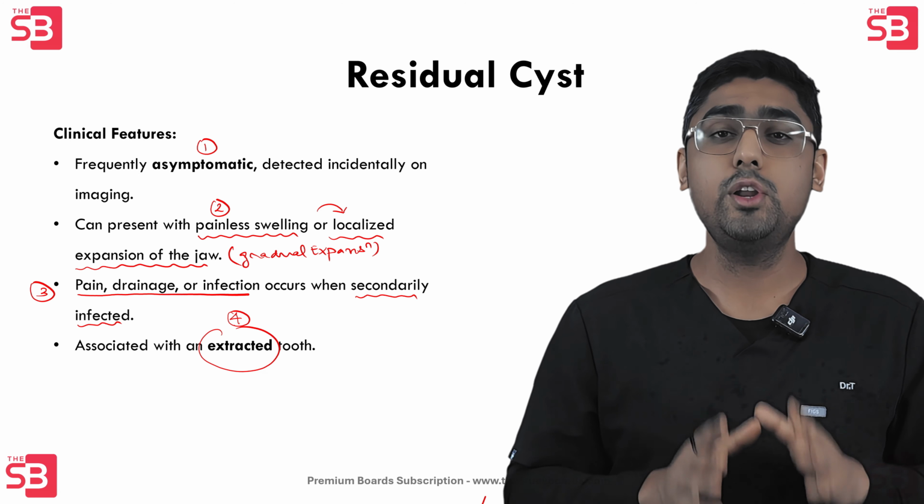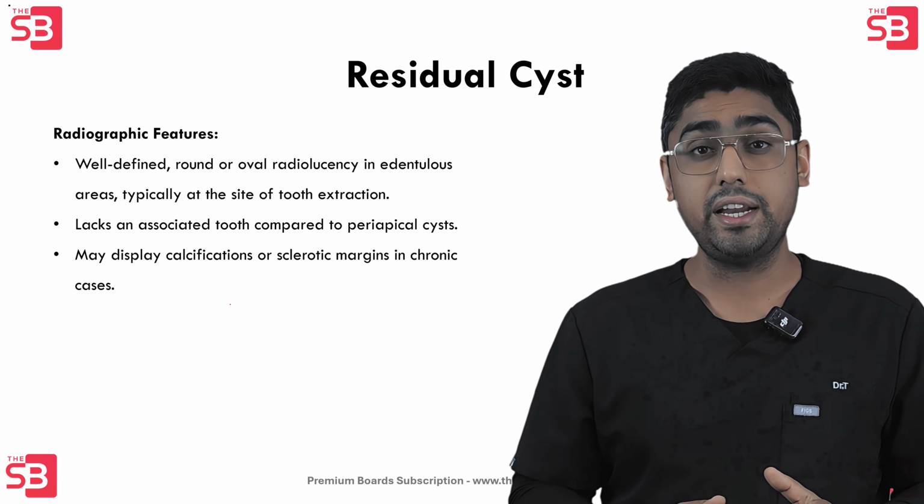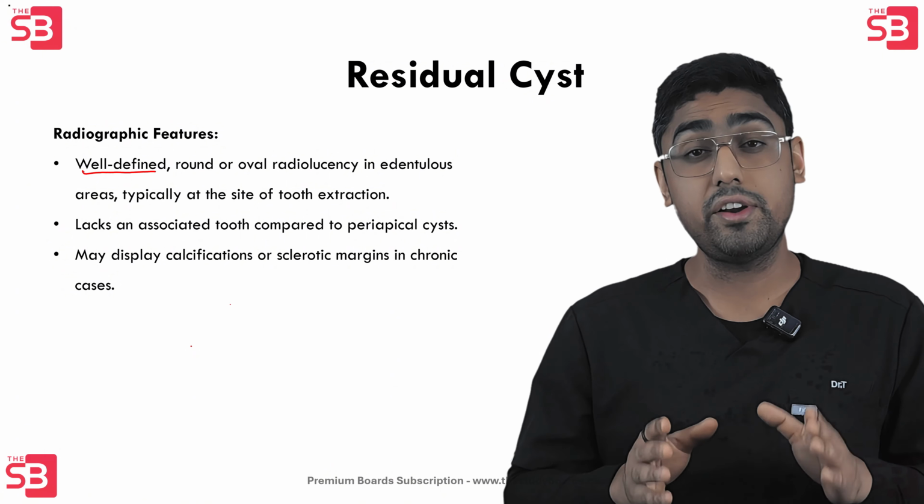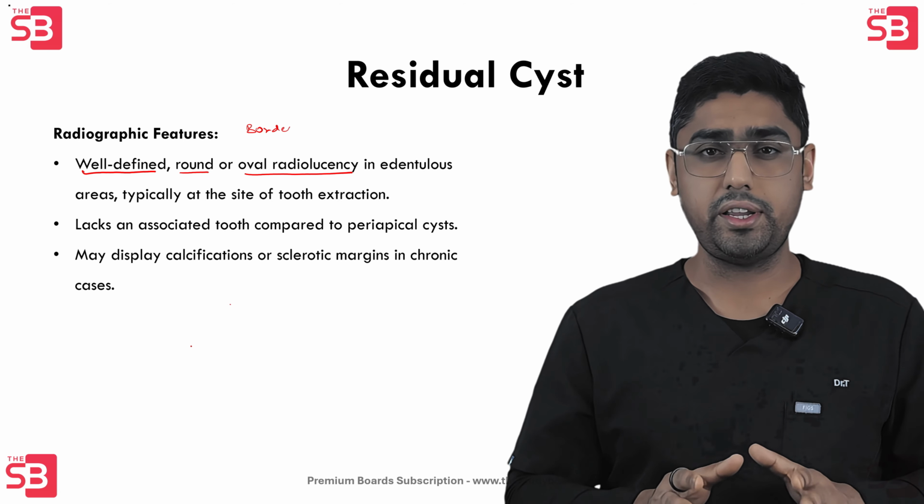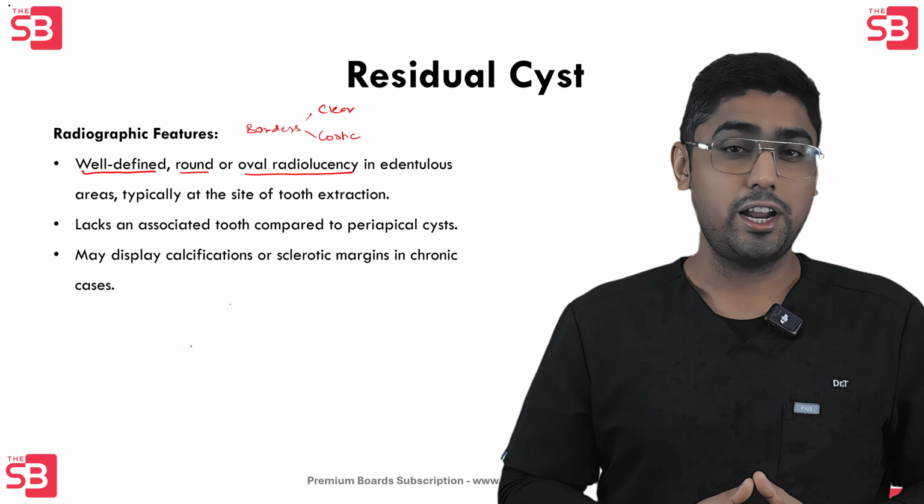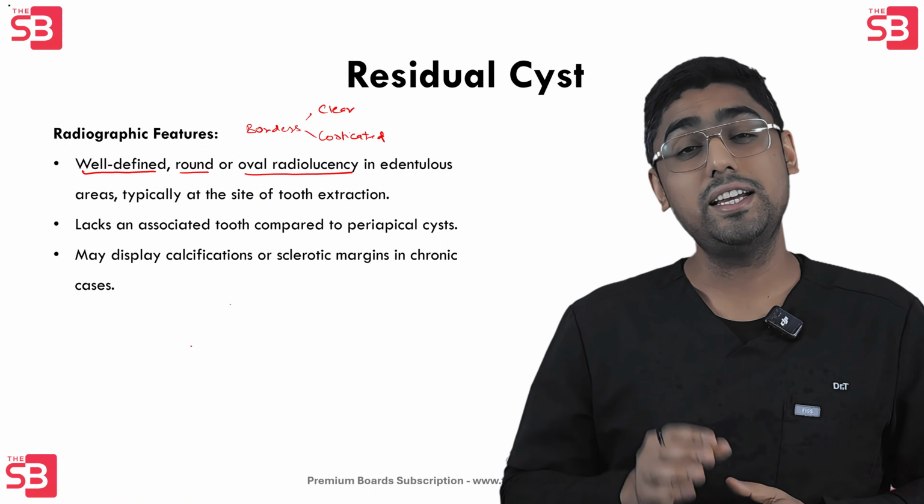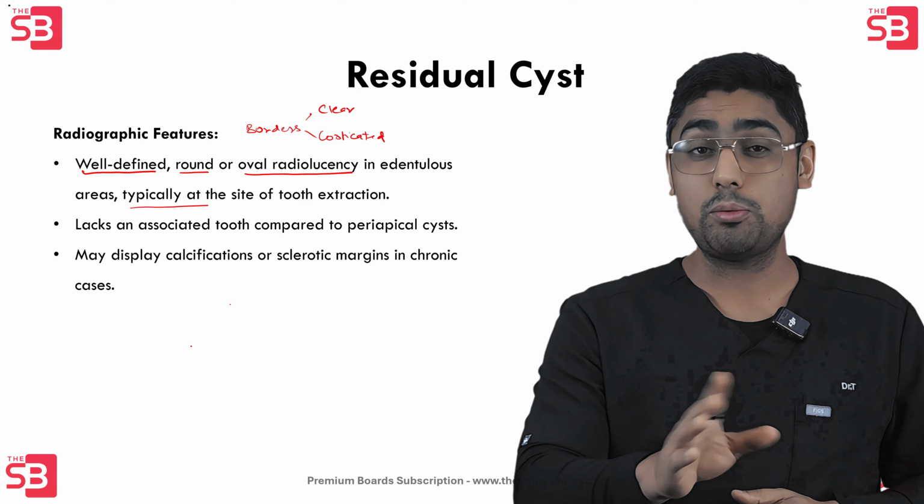Now let's look at the radiographical features of residual cyst. Now on an X-ray, it appears as a well-defined round or oval radiolucency. The borders are usually clear and corticated, which makes it easy to spot and separate it from the surrounding bone. And you will most often find it in the edentulous area, right at the site of the previously extracted tooth. So that's going to be our biggest clue.